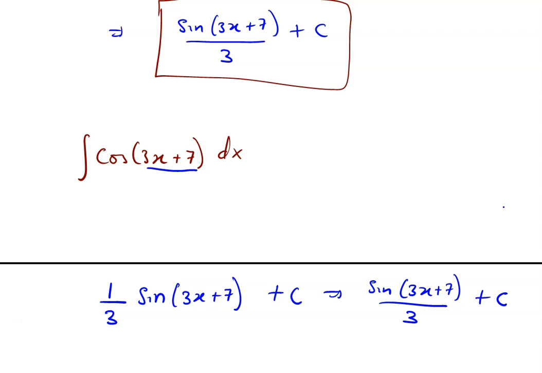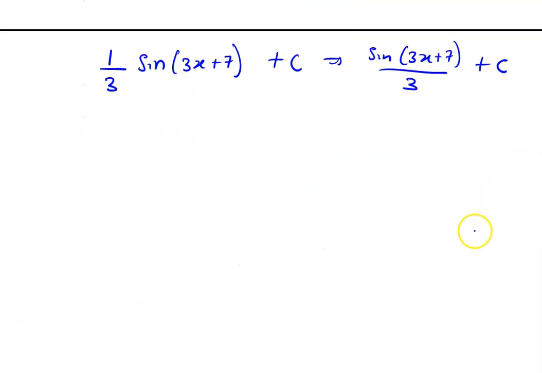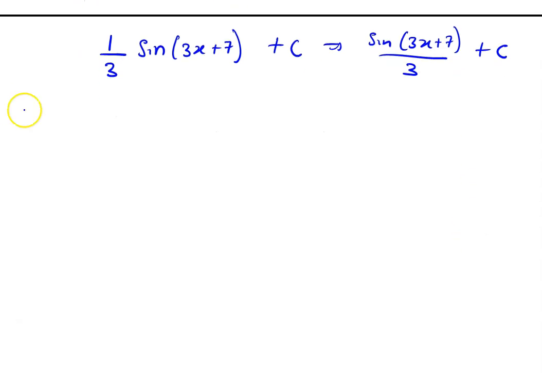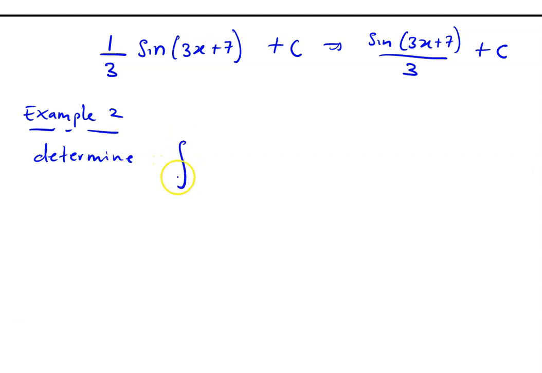Let's move on to example 2 using the shortcut. Then we solve to see whether we get the same thing. So let's move to example 2. With example 2, I'm asked to determine the integration of 2x minus 5 exponent 7 dx, right?